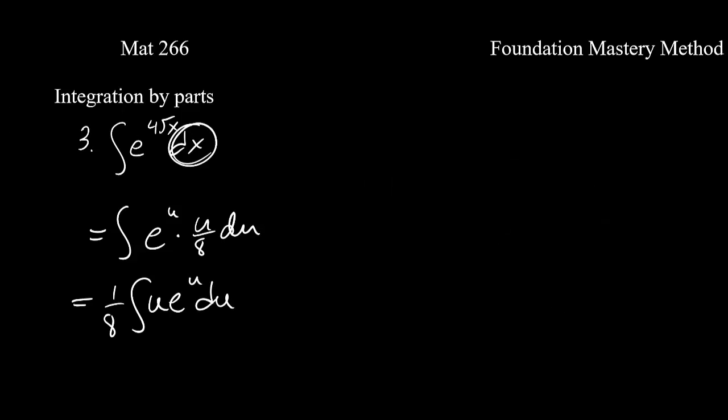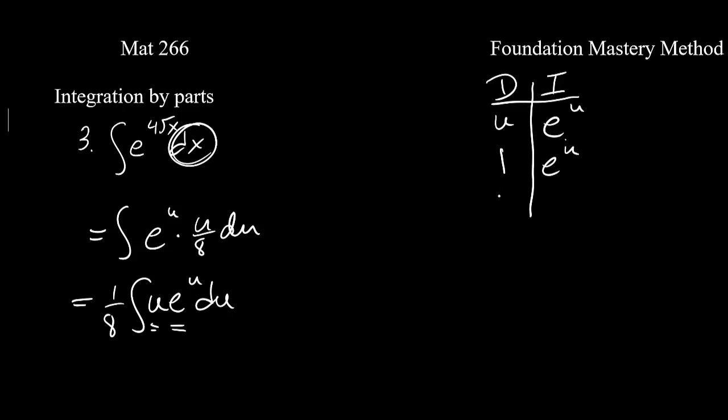And now we're ready to use integration by parts. So let's do our shortcut method here and draw the table. Here we'll put the functions we're taking the derivative of. Here we'll put the functions that we're integrating. We have an algebraic function and an exponential function. So we'll write the algebraic function here and the exponential function here. Taking the derivative of u with respect to u gives us 1. Integrating e to the u gives us e to the u. And if we repeat this, taking the derivative of 1, we have 0, and integrating e to the u, we have e to the u.